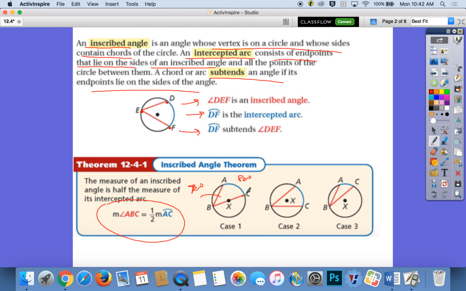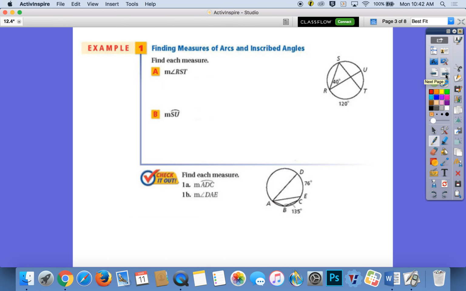It doesn't matter if the angle is going through the center, going around the center, or has nothing to do with the center. It's still the same formula, the same theorem. And then the corollary goes along with that, which we'll see in just a second.